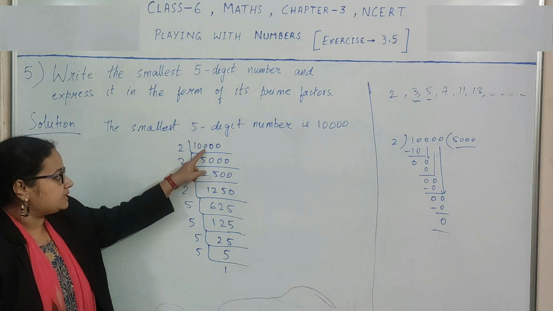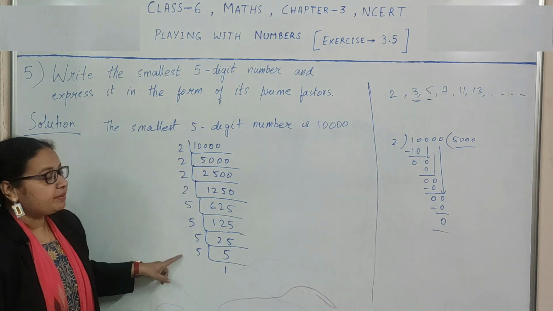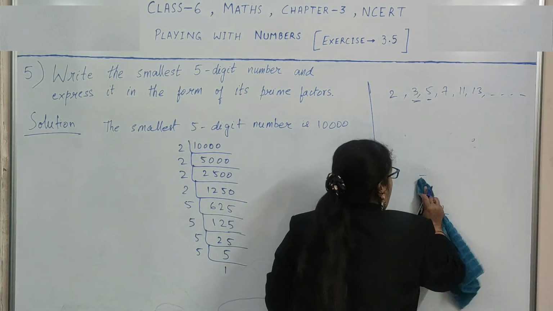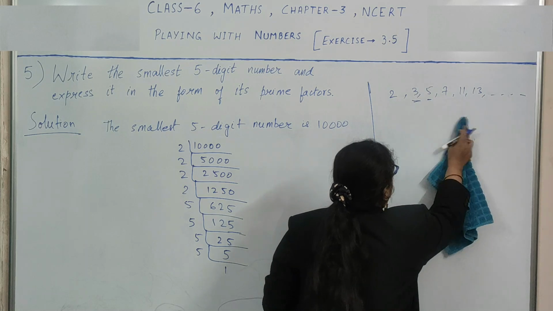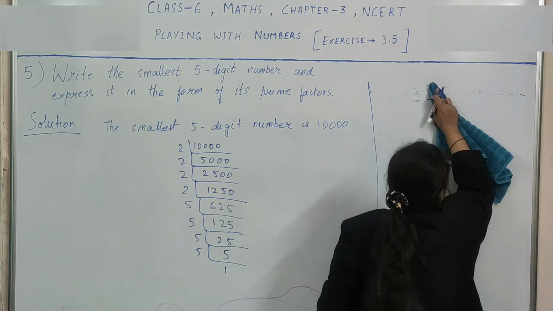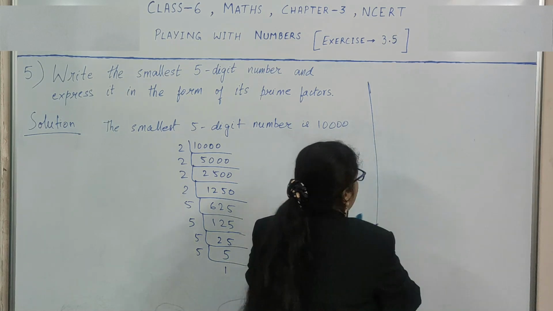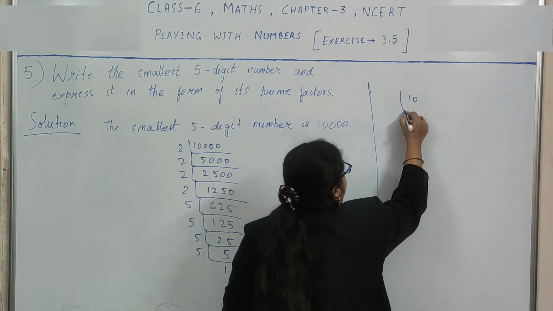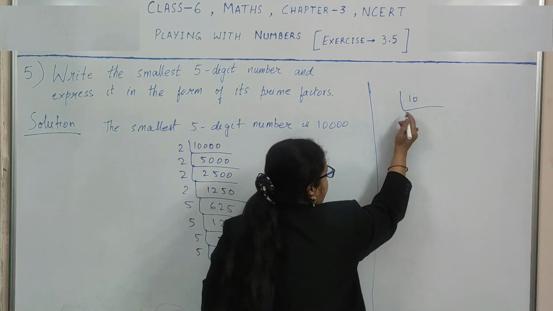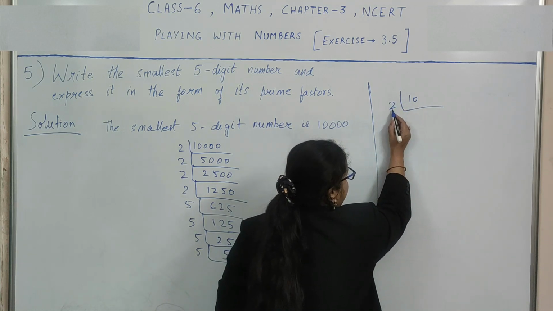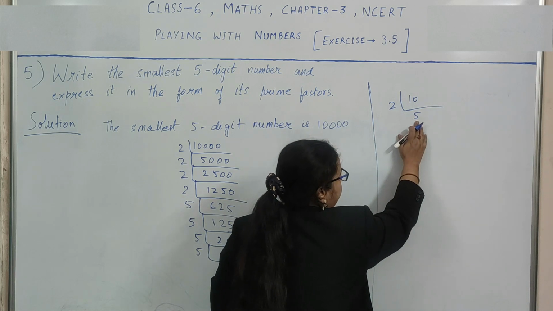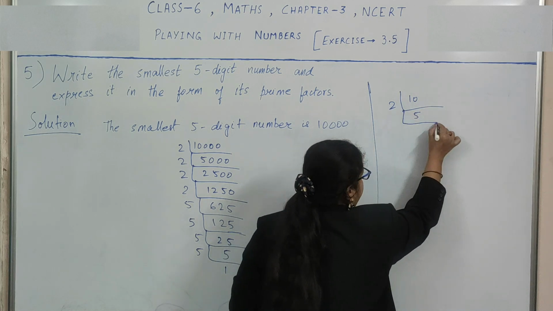Now we will express this number in the form of its prime factors. Okay, so I will show you how to write a number in form of its prime factors. Take a small number like 10. Okay, and do the prime factorization. It means you have to divide this number by the smallest prime number. So we will divide it by 2 five times, right? Now can you divide it by 2, 3? No, it will be divided by 5.